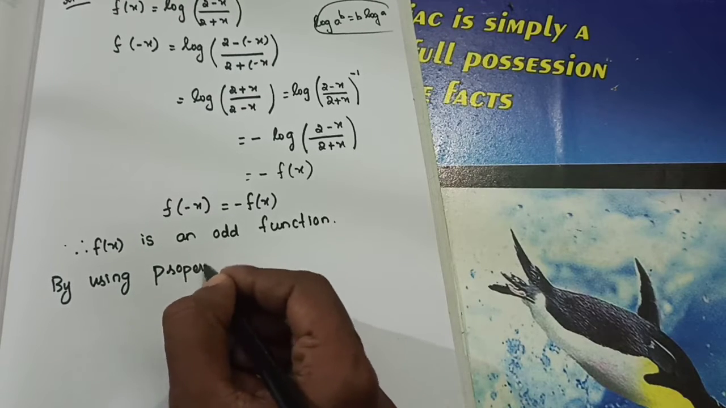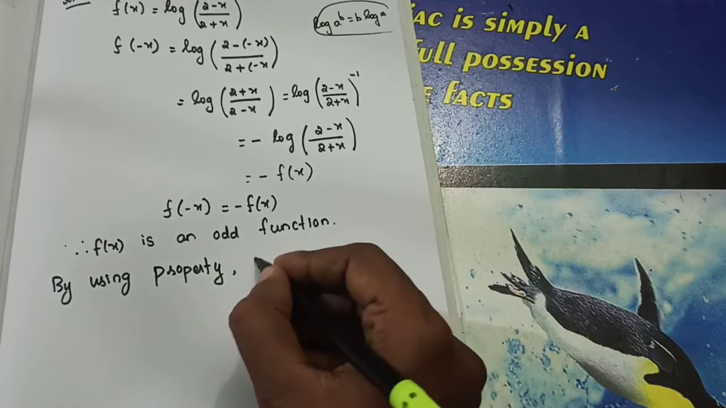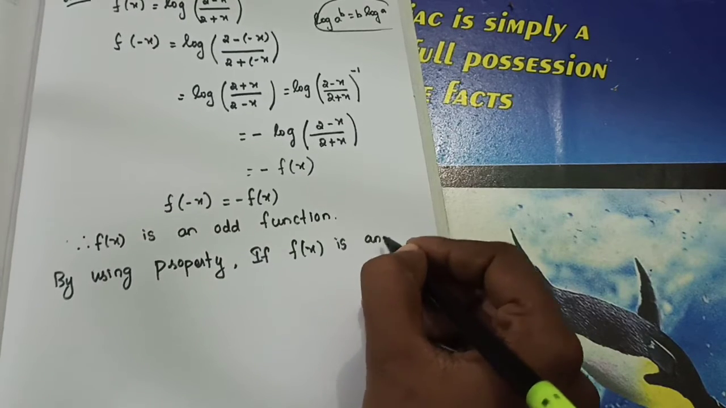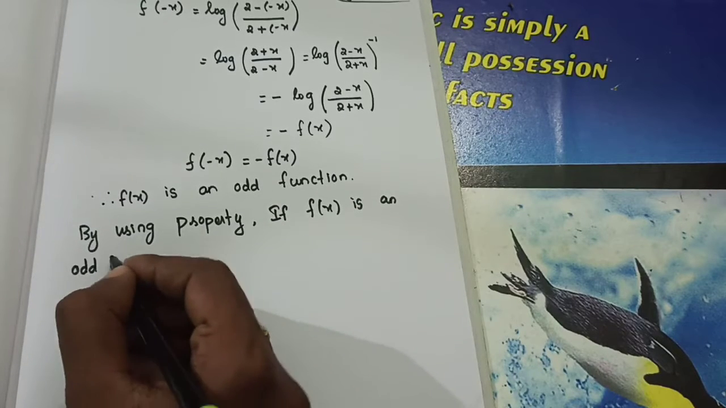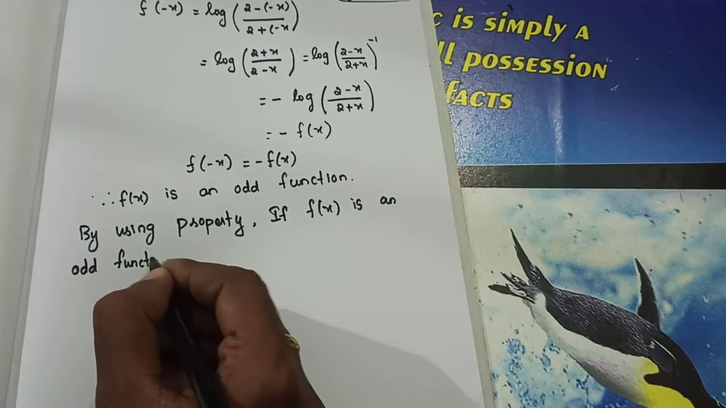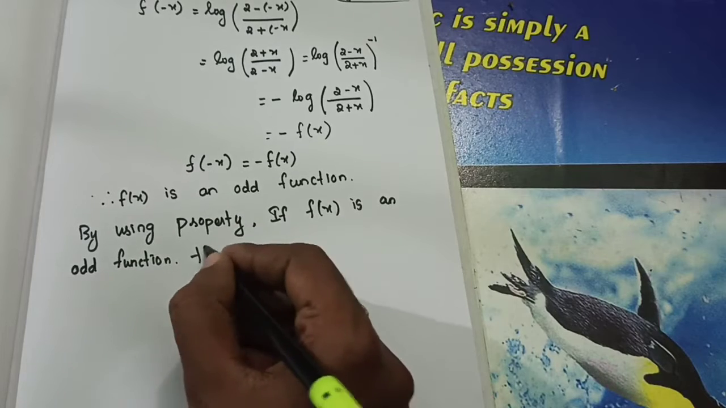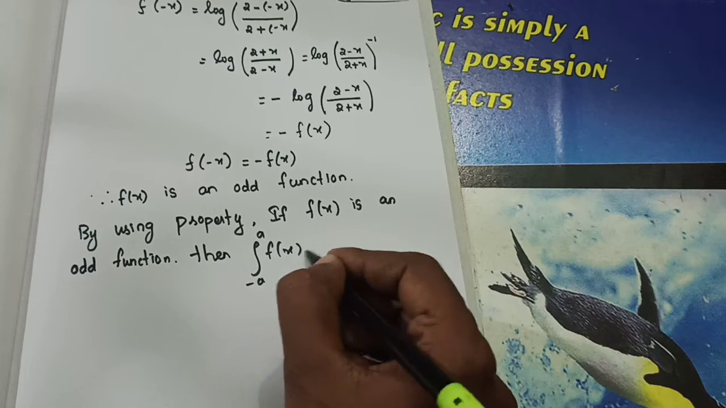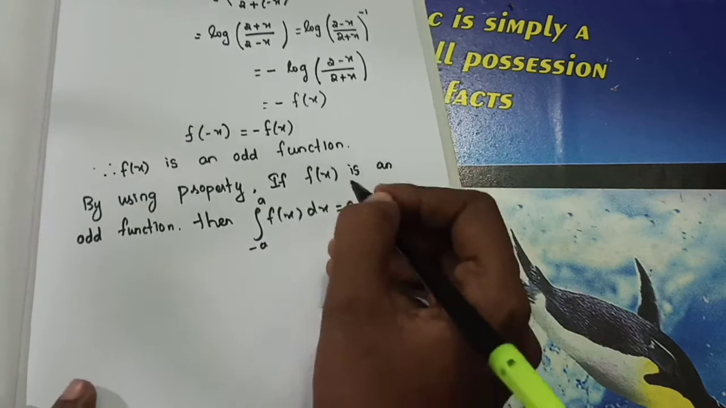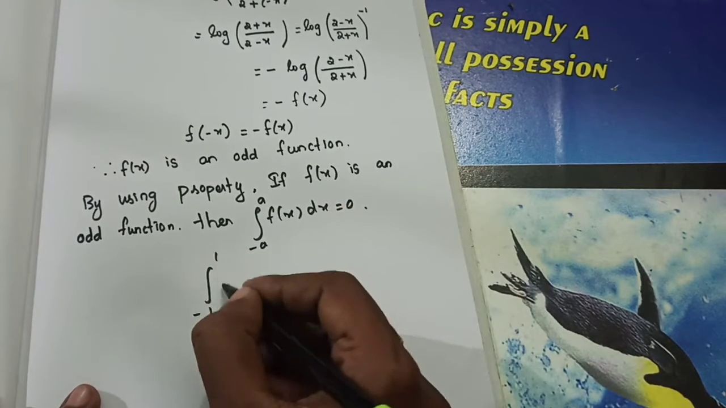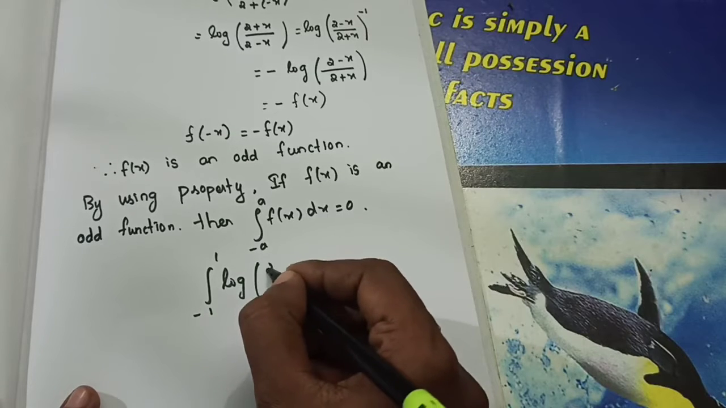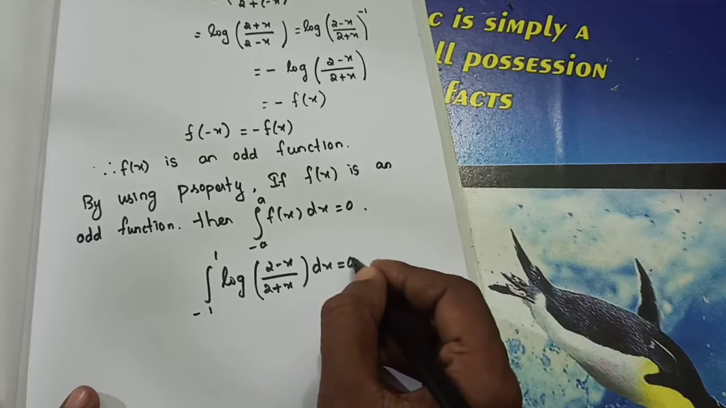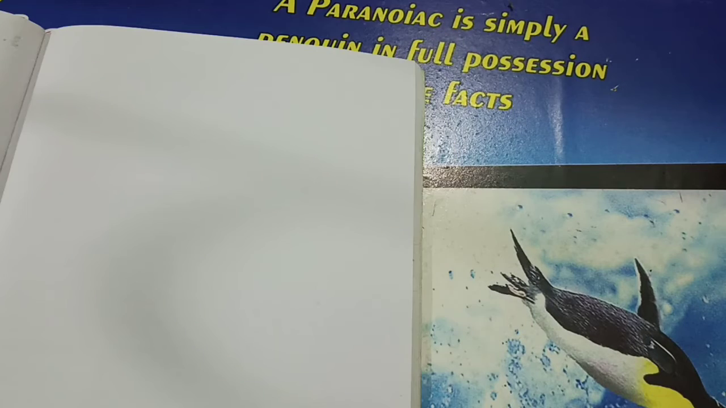When you are doing this type of problem, you must write: by using the property, if f of x is an odd function. So odd function means what did we do? If f of x is an odd function, then the integral from minus a to a of f of x dx is equal to 0. So the same as, integral from minus 1 to 1 of log of (2 minus x) divided by (2 plus x) dx is equal to 0. So this is the required answer.